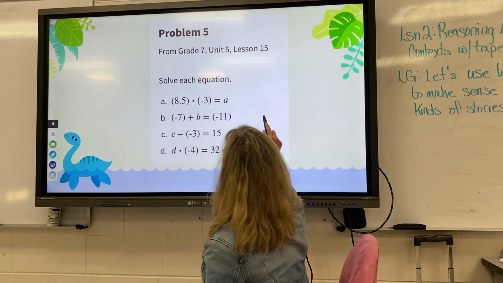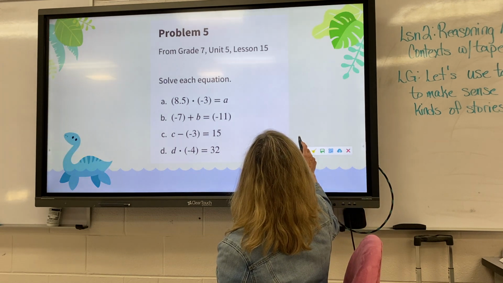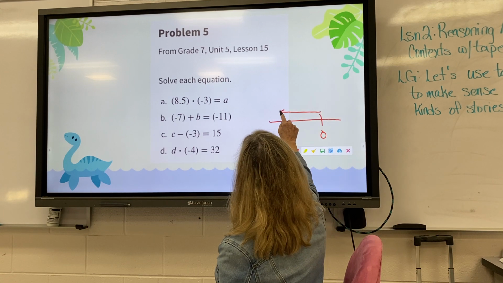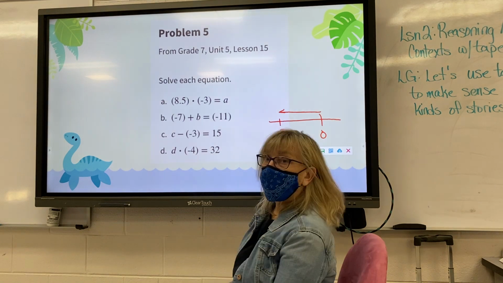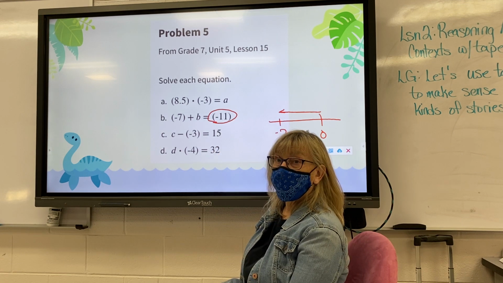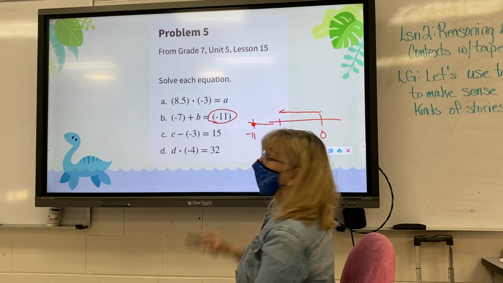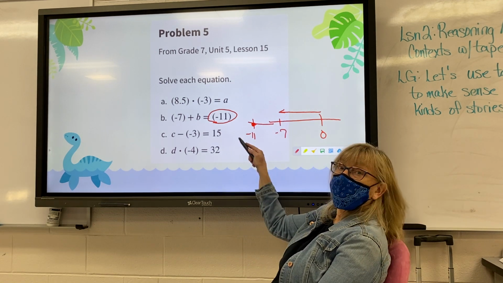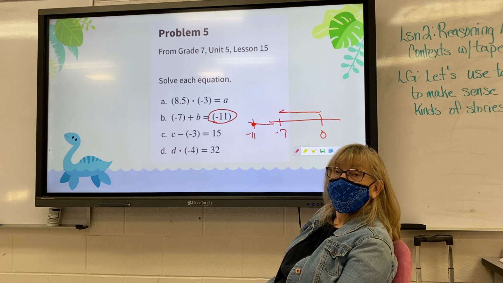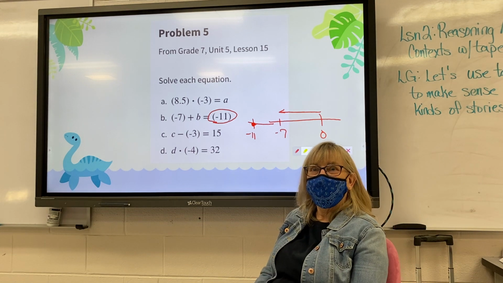Let's look at it. If I go here and I go -7, where do I want to end up? I want to end up at -11, right? So my answer is going to be -11, which is right here. So what do I have to add to that to get to -11? I have to add a -4, okay? Make sense? Good job for asking, thank you.